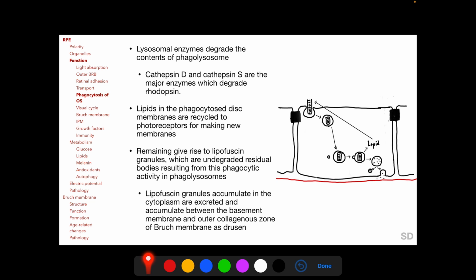The remainder gives rise to lipofuscin granules, which are undegraded residual bodies resulting from the phagocytic activity within the phagolysosome. Lipofuscin granules may accumulate in the cytoplasm of the RPE cell or may be excreted by the RPE cell and accumulate between the basement membrane of the RPE cell and the inner collagenous zone of Bruch's membrane, which we will discuss as drusen.